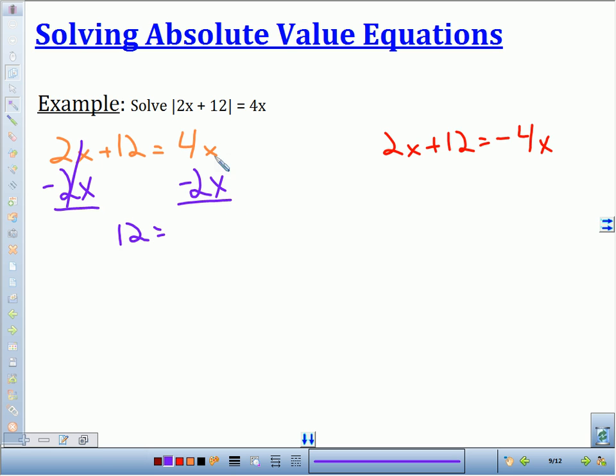And I get 4x minus 2x is 2x. So 12 equals 2x. I can divide both sides by 2 to get x by itself. And I get x equals 6.